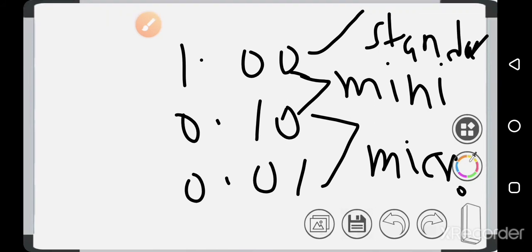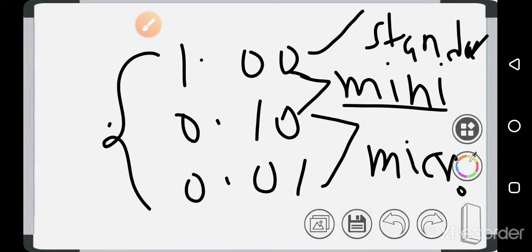Okay? So in between this, you have a micro lot. In between this, you have a mini lot. And then above 1.0, from 1.0 upwards, is standard lots. Is that okay? Let's continue.